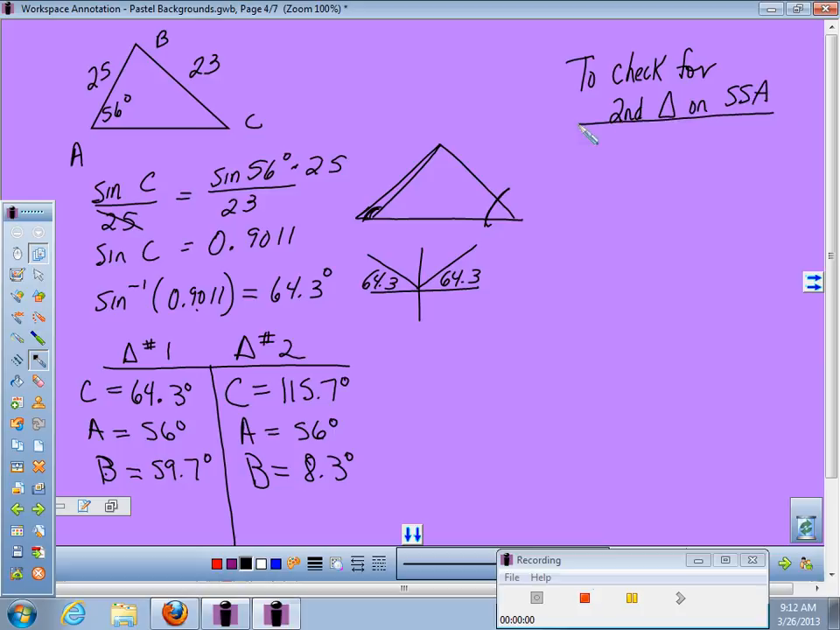Okay. First of all, when's the only time you even have to worry about having two triangles? Side-side-angle. If you don't start out with side-side-angle, if you start out with angle-side-angle or something else, this isn't even a concern. You only worry about this if it's side-side-angle. Okay. So, your basic set of steps here. You're going to solve a normal law of sines to get your first answer. I'm going to call that angle A.